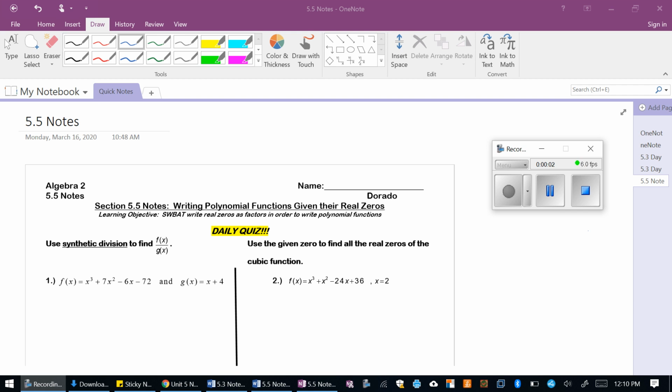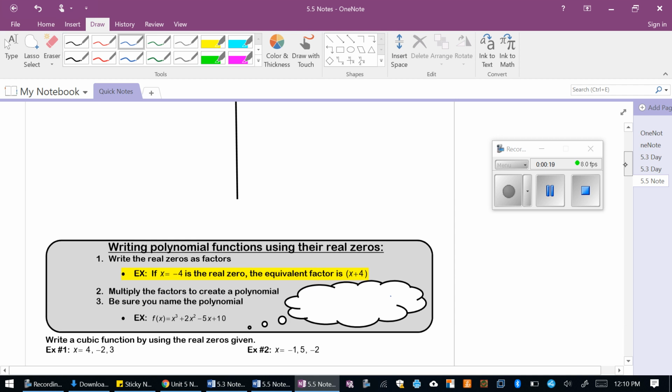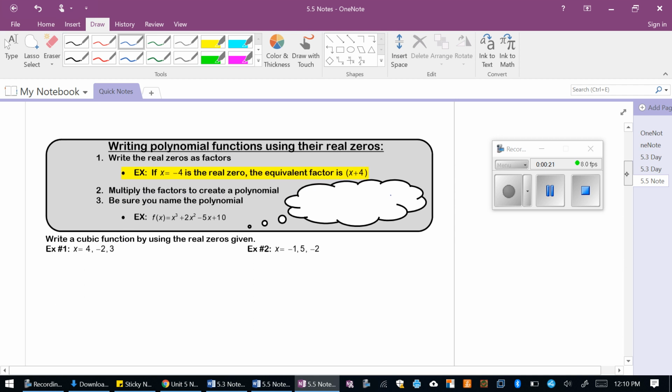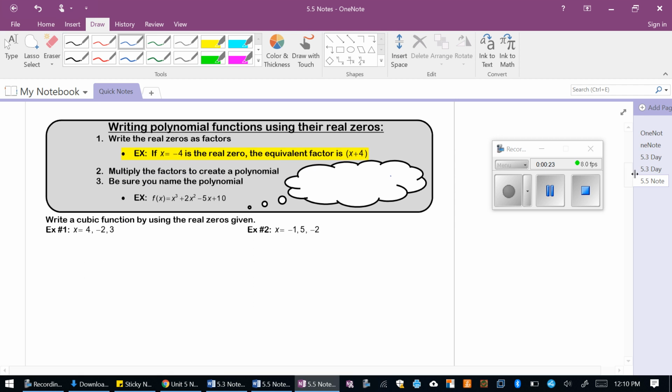Hi everyone, we're going to start section 5.5 notes. In section 5.5 we're going to be writing polynomial functions given their real zeros. So we're essentially working backwards from what we did in 5.4. We're going to scroll down to the bottom half of the first page of notes here.